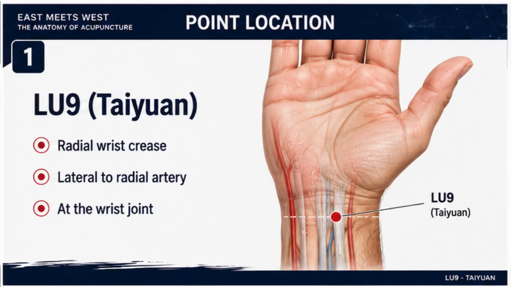Lung 9, or Taiyuan, is located on the radial side of the wrist crease in a depression just lateral to the radial artery. This point lies directly over one of the most clinically important neurovascular regions of the wrist. The location serves as a transition zone between the forearm and hand where tendons, vessels, and sensory structures converge. Because of its anatomical relationships, Lung 9 is closely associated with both wrist function and vascular regulation.